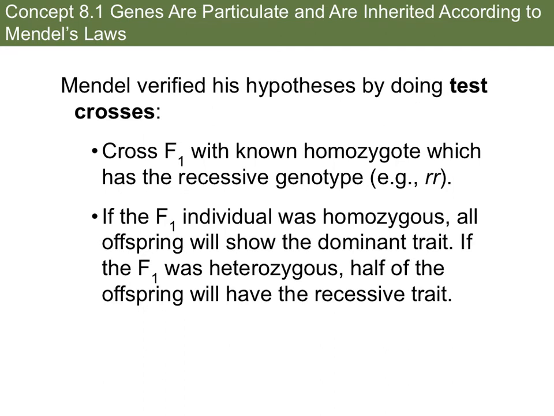Mendel verified his hypothesis by doing what is known as a test cross. You cross the F1 with a known homozygote, which has the recessive phenotype. In other words, you take a homozygous recessive and cross it with an unknown dominant phenotype. The dominant phenotype could be big R big R, or big R little r. If the F1 individual was homozygous, all the offspring would show the dominant trait. If the F1 was heterozygous, half of the offspring would have the recessive trait.